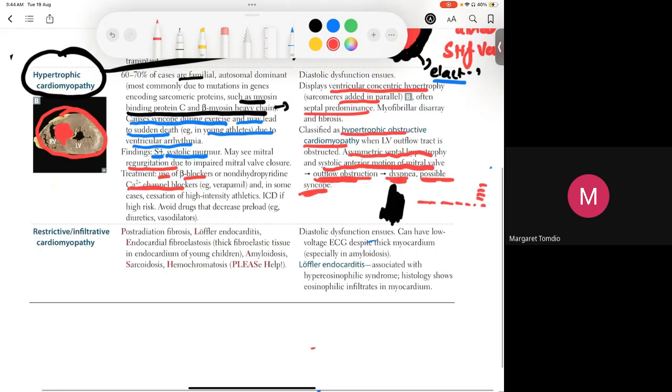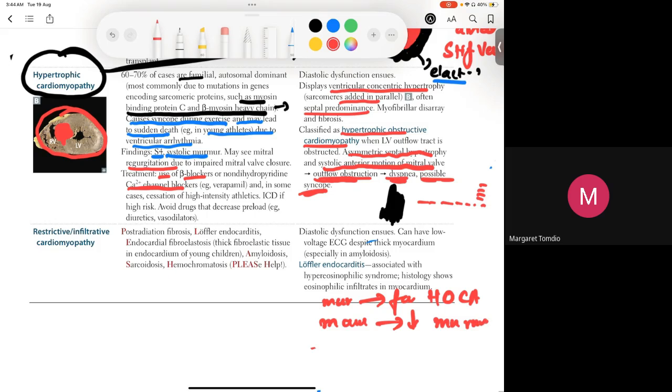Okay, let me just ask you another question. If we have a murmur, we have a murmur due to functional obstruction in hypertrophic obstructive cardiomyopathy. Which maneuvers would lead to decreased intensity of the murmur? What do you guys think?